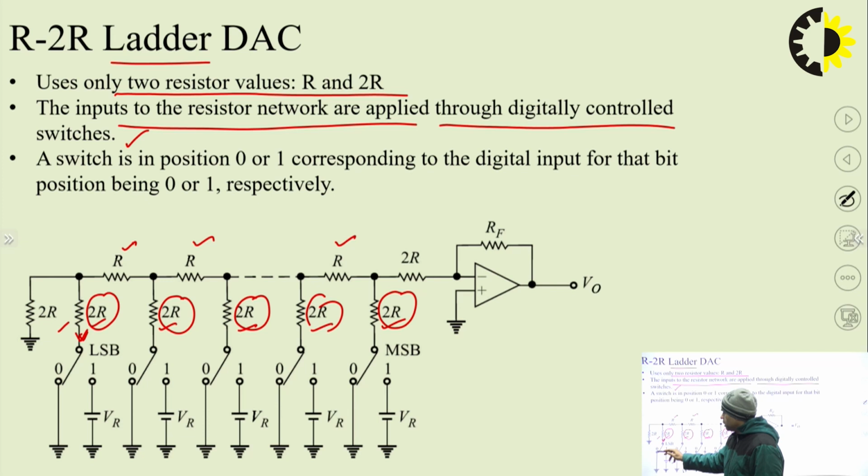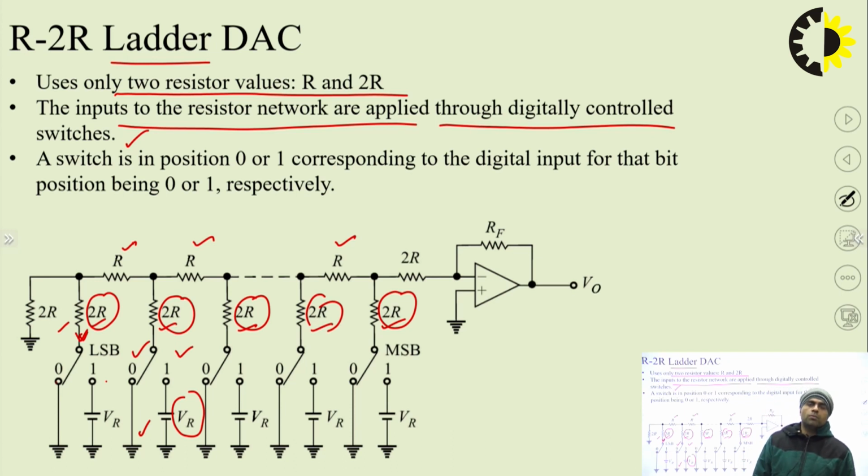Using that switch, either 0 can be connected or 1 can be connected. You can see that for 0 it is connected to ground, and for 1 it is connected to reference voltage VR, which was exactly similar to the case of the weighted resistor DAC, in which we used 0 volt for binary 0 and VR for binary 1. So these are the multiple branches.